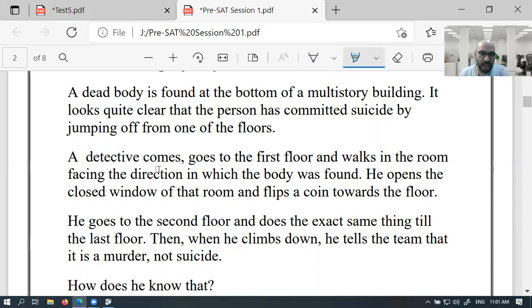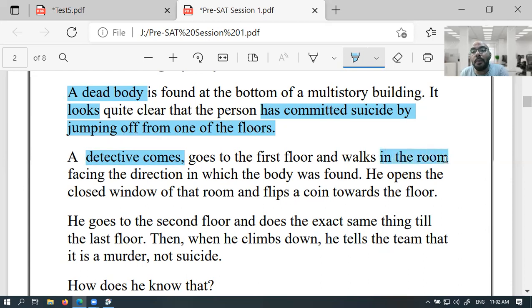See, guys, now we have an issue. A dead body was found in a building. It looks quite clear that the person has committed suicide, but we found that it was not true by the end. It looks like he committed suicide by jumping off from one of the floors. When the detective comes, he goes to the first floor and walks into the room facing the direction in which the body was found. So it was the room he was supposed to jump from.